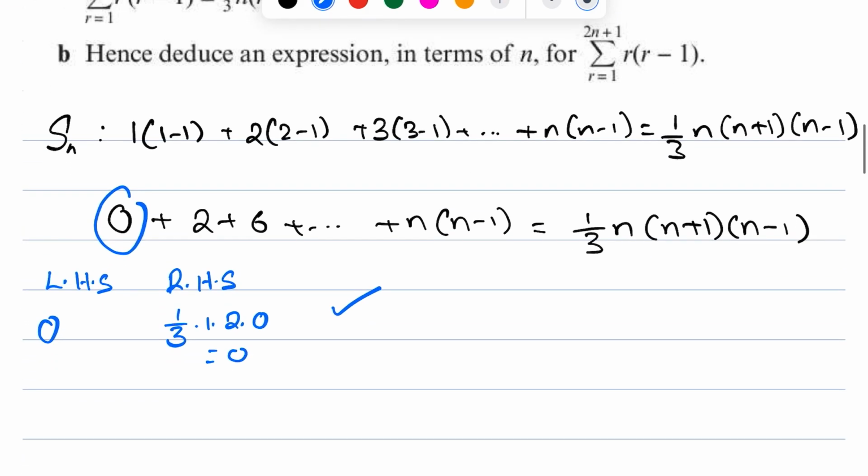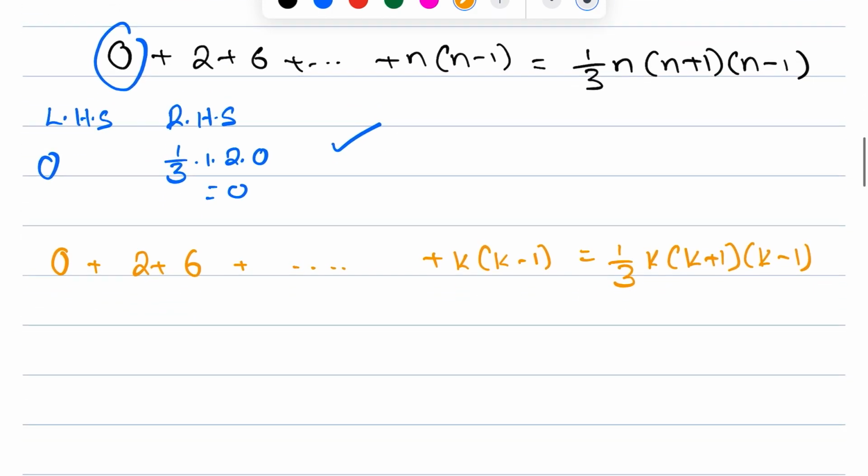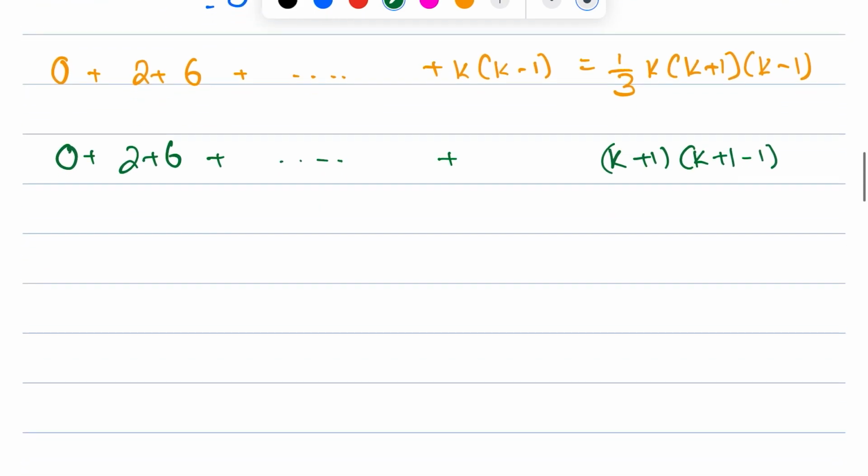Now we assume that the statement is true for n equals k. So I'm going to write it as plus k times (k minus 1) equals 1 upon 3 times (k plus 1) times k times (k minus 1). I have to prove that it is true for n equals k plus 1. So what does that become? 0 plus 2 plus 6 plus, and so on, plus, plug in k plus 1 times (k plus 1 minus 1). And what should be my answer?